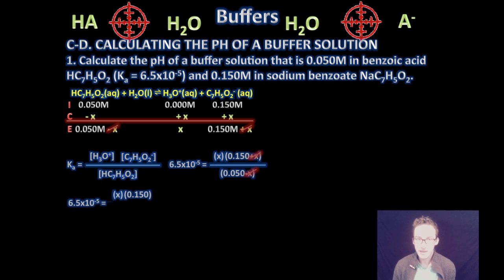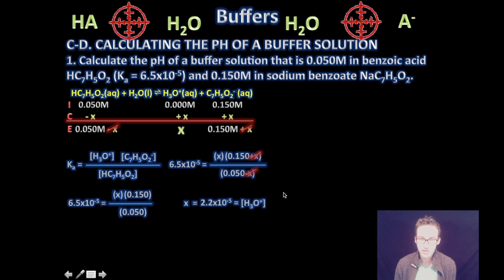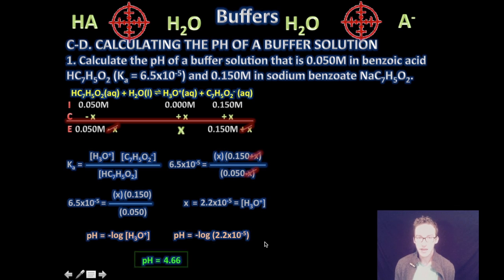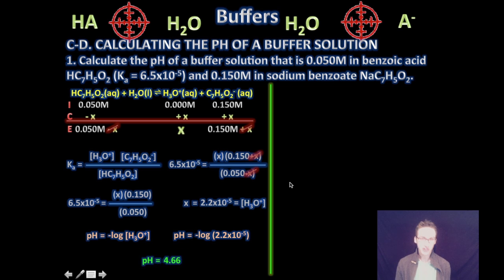And so if we solve for X, we come up with a value of 2.2 times 10 to the negative 5. Recall that X is our hydronium ion concentration. Since we know the hydronium ion concentration, you should recognize then that pH is solved for by taking the negative log of that hydronium ion concentration. So it's simply a matter of plugging that value into the pH equation and solving, we end up with a pH of 4.66.